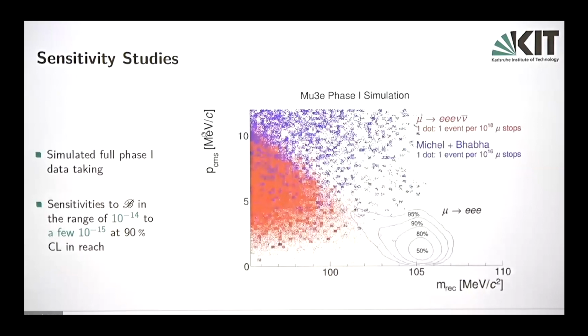If we plot this in 2D, so here's the reconstructed mass as before, and here's the CMS momentum of the 3 electrons, it looks already much better. What you see here is we have simulated 10 times more accidental background than what we would expect in phase 1, and actually 1,000 times more of the internal conversion decay. So we feel confident that we can do a background-free search in phase 1.